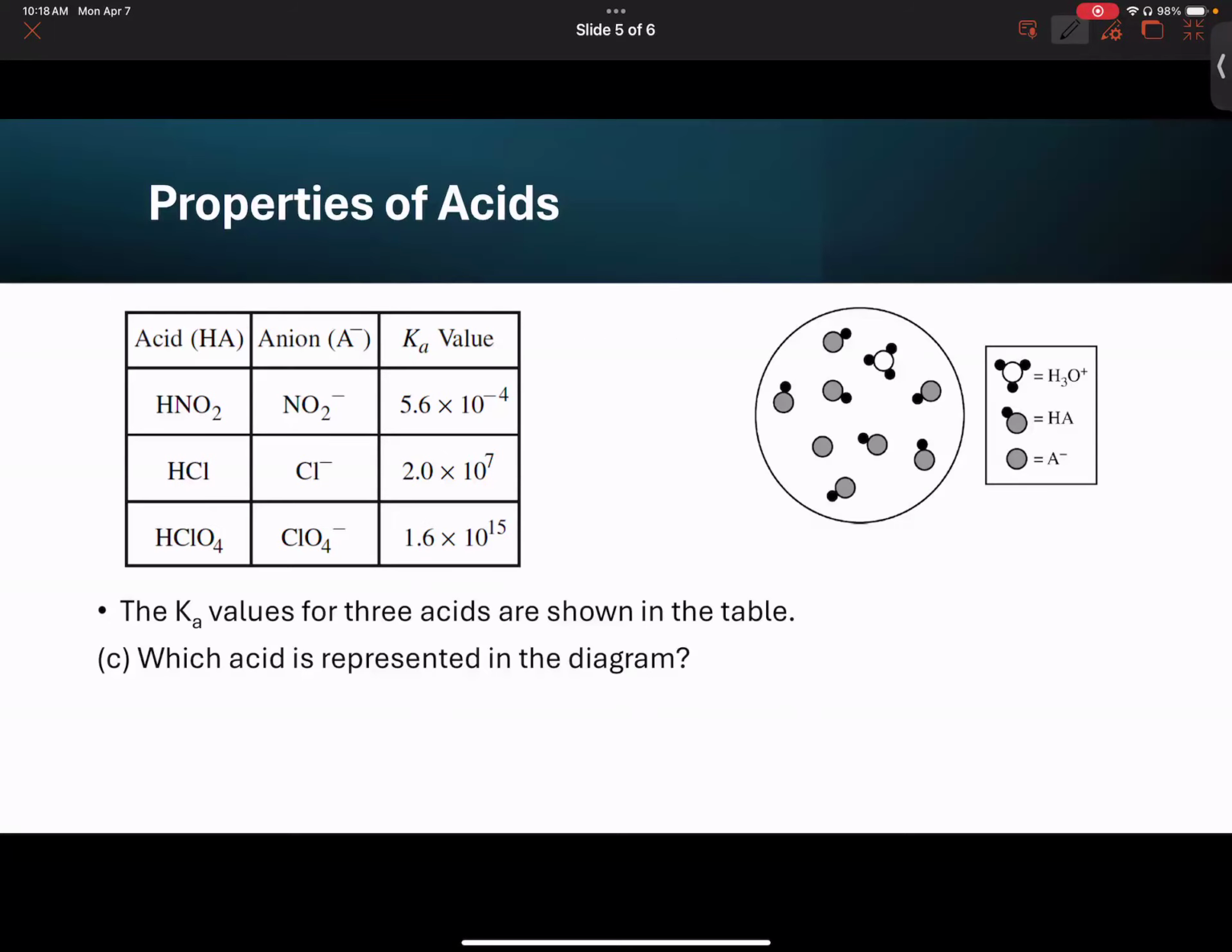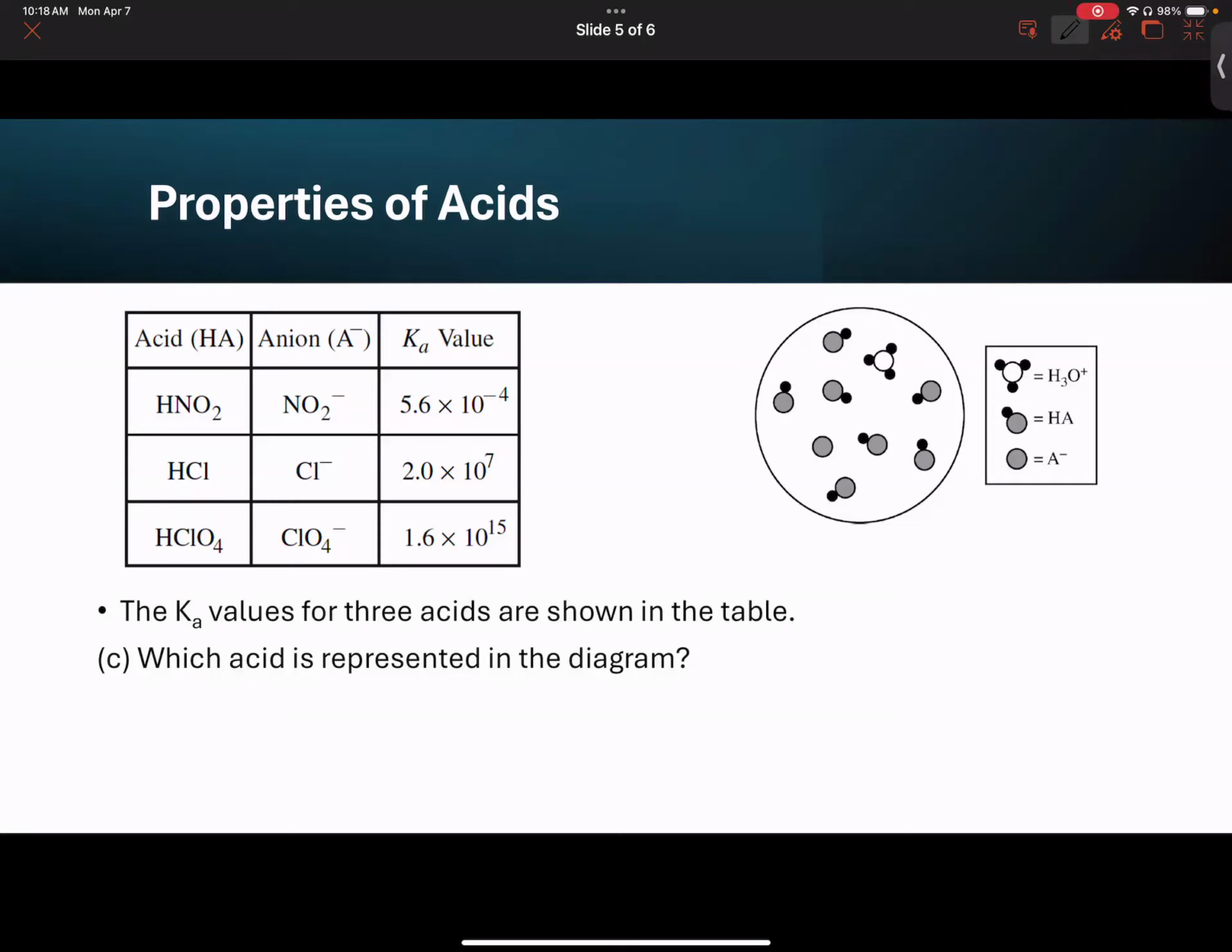Now let's look at the C. C is the major problem in this problem. We are given 3 acids, nitrous acid, hydrochloric, and perchloric acid. And its conjugate base anion is given: nitrite ion, chloride, and perchlorate ion. Ka value of the acid is given: 5.6 times 10 to the negative 4, 2.6 times 10 to the 7th, 1.6 times 10 to the 15th. The Ka value for 3 acids are shown in the table. Which acid is represented in the diagram?